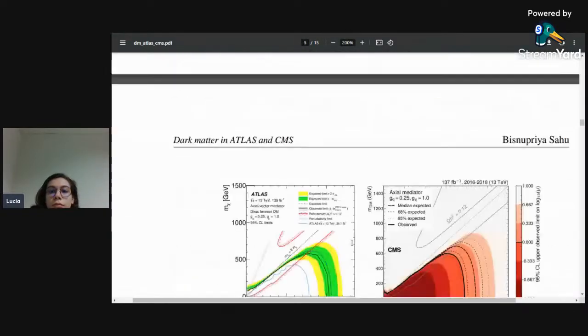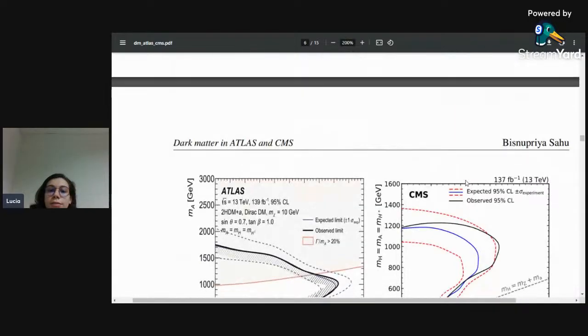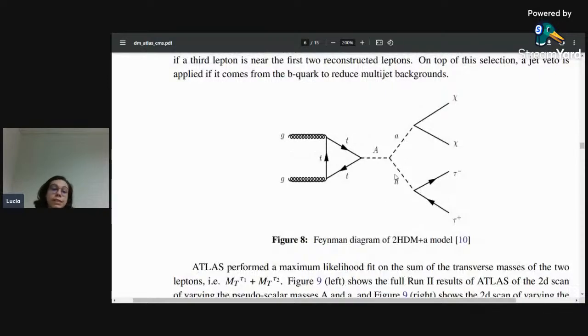This one? Yeah, the mono Z. So this is the mono Z. Okay. And the next case is mono Higgs. There's this Higgs. That also considers the two Higgs doublet model. So this is the actual Higgs from the standard model. This is not actual, this is vectorial. Yes, this is a pseudoscalar, and this is another pseudoscalar, which produces some visible part and some invisible part.